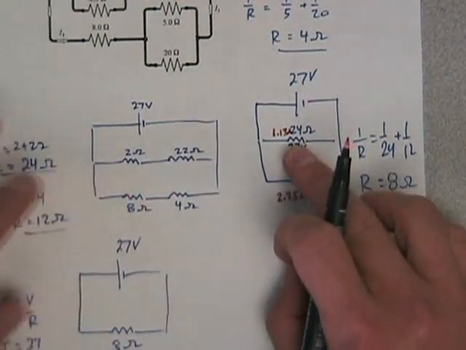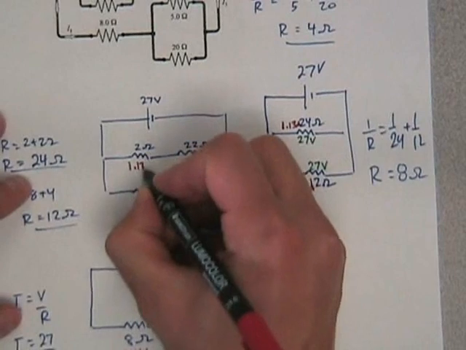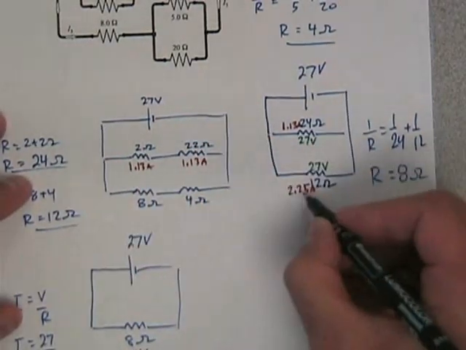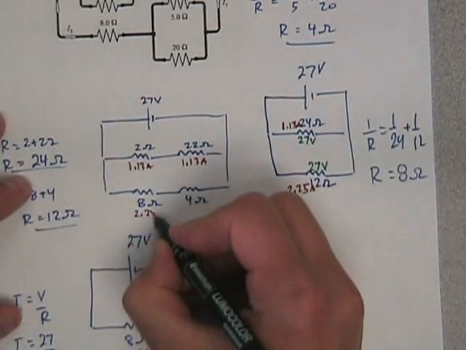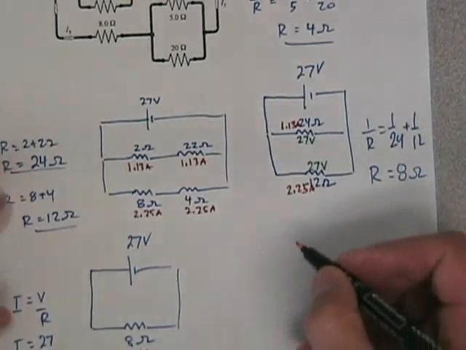I can travel over to here now. This is in series, so this is 1.13 amps, that's also 1.13 amps. And for this one, 2.25 amps, 2.25 amps.